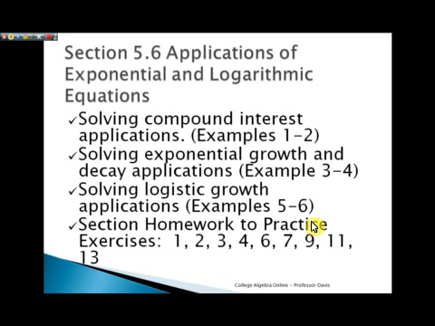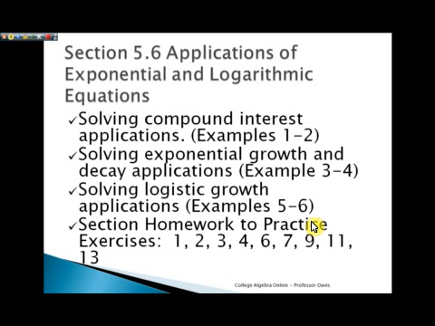And then applications in exponential growth and decay. Decay applications are many times used for like radioactive half-life, and exponential growth, many times we can simply use many models we have that lend themselves to exponential growth models. And then finally, in this section, we want to look at logistic curves and solving logistic growth applications.